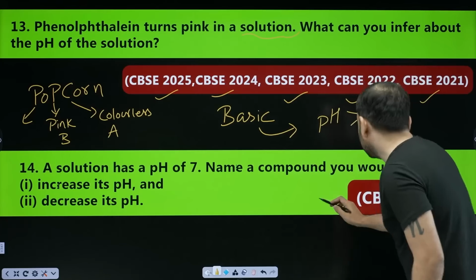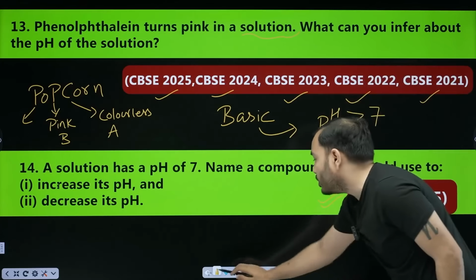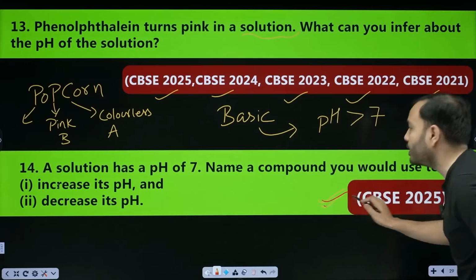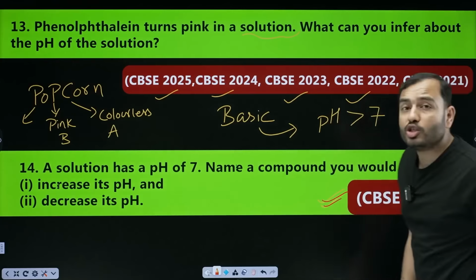Get it? Next, CBSE 2025. What are they asking? Now look at this. This question came last year. A solution has a pH of 7.